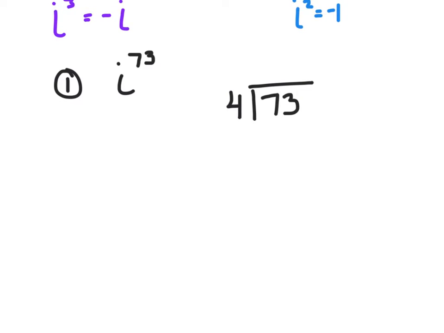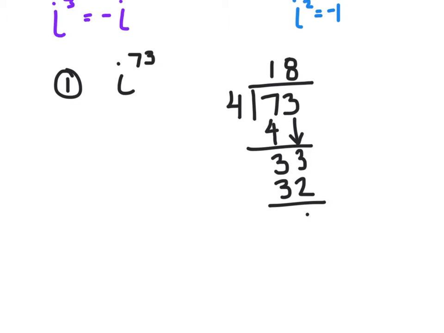We say, well, 4 goes into 7 once. 1 times 4 is 4. Subtract them, 3. Bring down the 3. And 4 goes into 33 8 times. 8 times 4 is 32. And when I subtract them, I get a remainder of 1. Well, that remainder becomes the new exponent. And so we know that i to the 73rd is really i to the first.